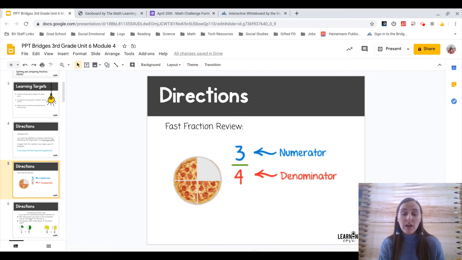The denominator tells me how many pieces I have in the whole. So in this whole pizza, I have split it into 4. Out of those 4 pieces, my numerator tells me maybe how many I'm eating or how many are gone. So out of that total 4, in this case, there are 3 pieces left out of that 4. So that means there are 3/4 left of the whole pizza. That should be something that's already familiar to you, but just as a reminder.